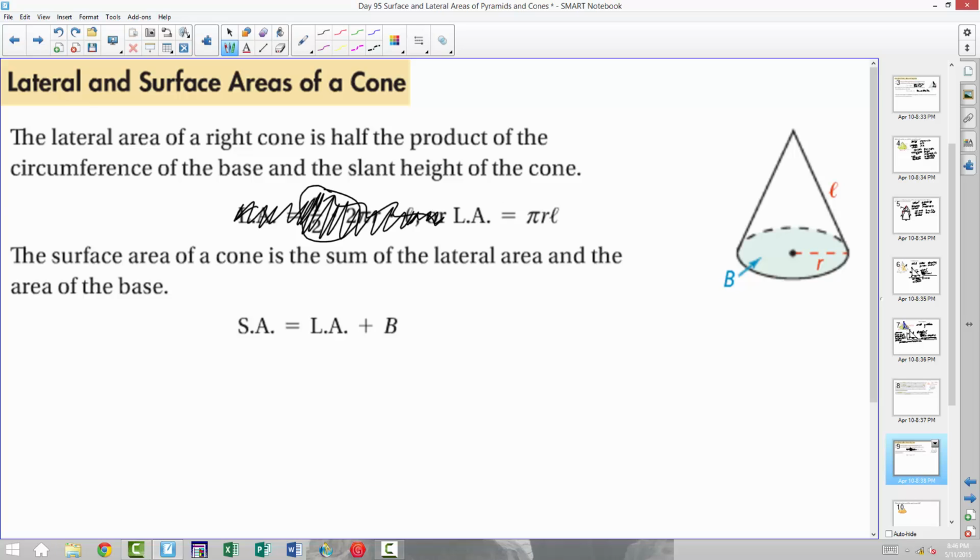I would just remember this one. Pi r L is lateral area. Surface area is equal to lateral plus capital B. Well, capital B is pi r squared. So your surface area is pi r L plus pi r squared, because pi r squared is the area of your base, and your base is a circle. Area formula for a circle is pi r squared.